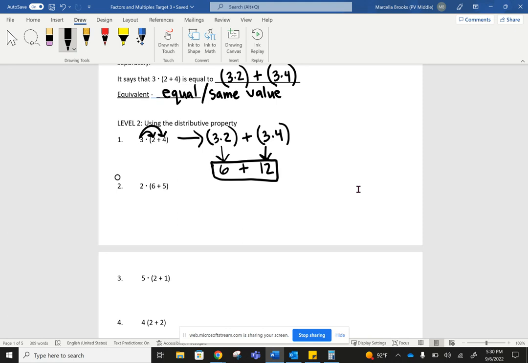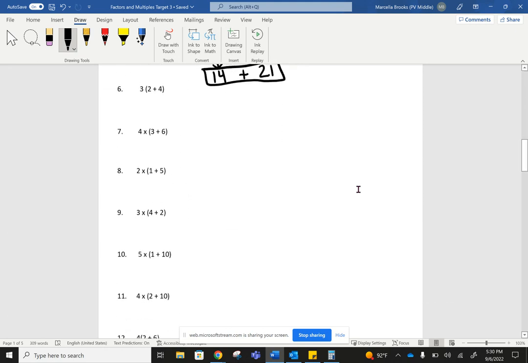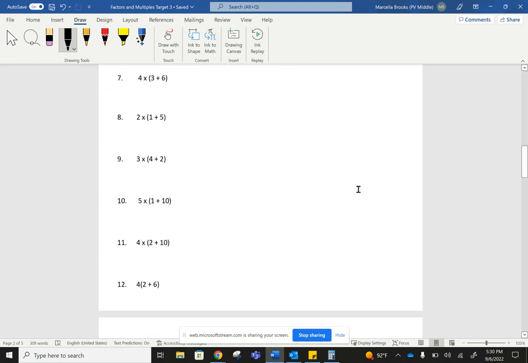Okay, so you're going to practice. I'll do another one just for fun. I'll do number 10. So we're going to distribute the 5 to the 1. That becomes 5 times 1. We have an addition symbol. And then we distribute the 5 to the 10. This becomes 5 times 10.